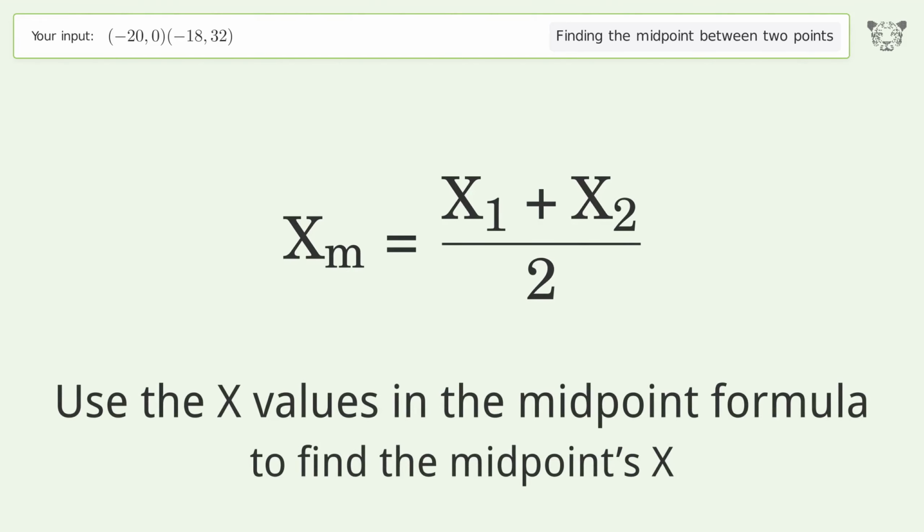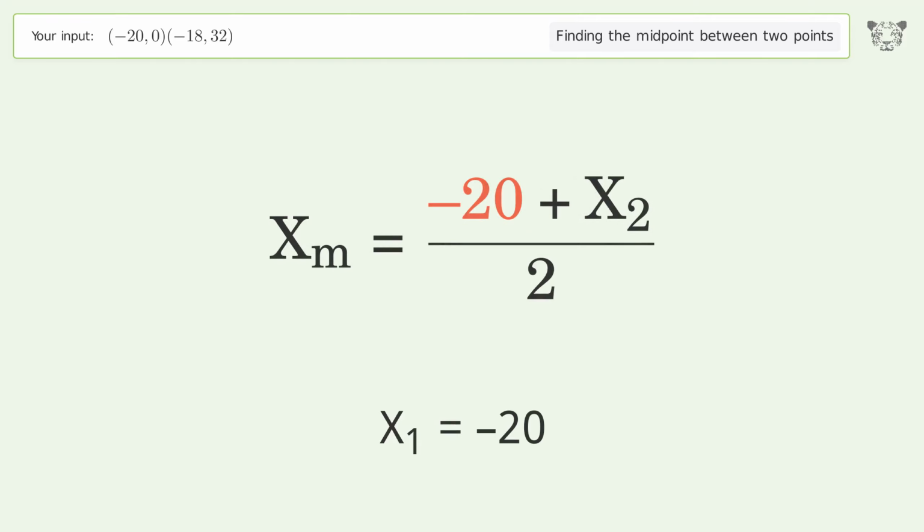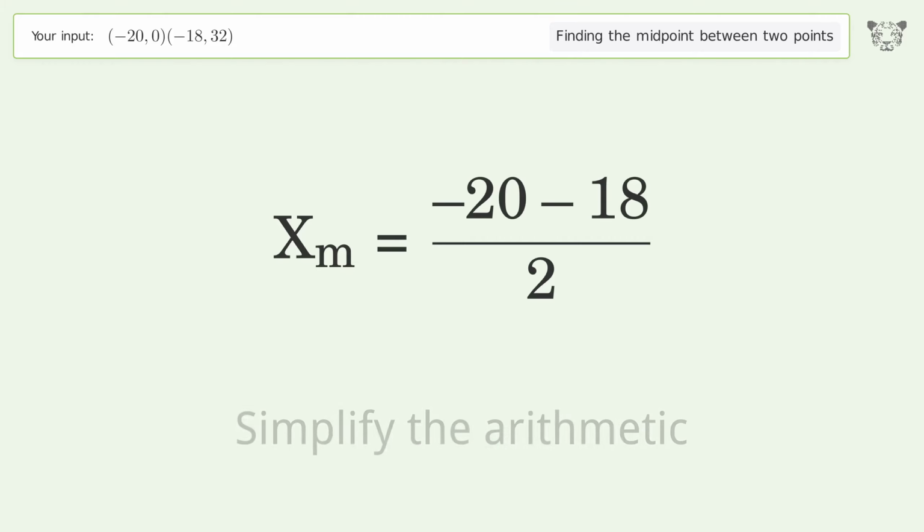Use the x values in the midpoint formula to find the midpoint's x. x1 equals negative 20. x2 equals negative 18. Simplify the arithmetic.